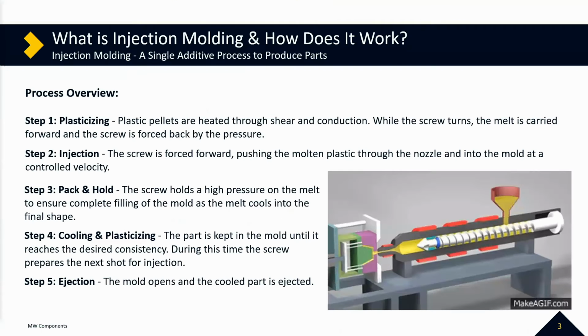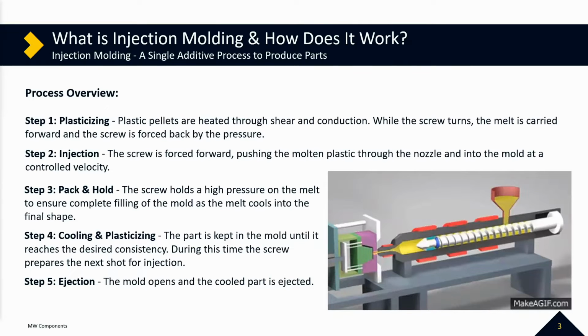So what is injection molding and how does it work? Injection molding is really a single additive process that produces the parts. It is a one-stop shop, as it were. And how it works is generally 5 steps.